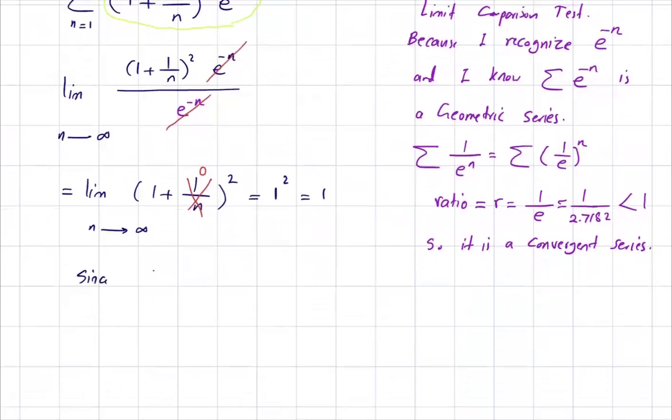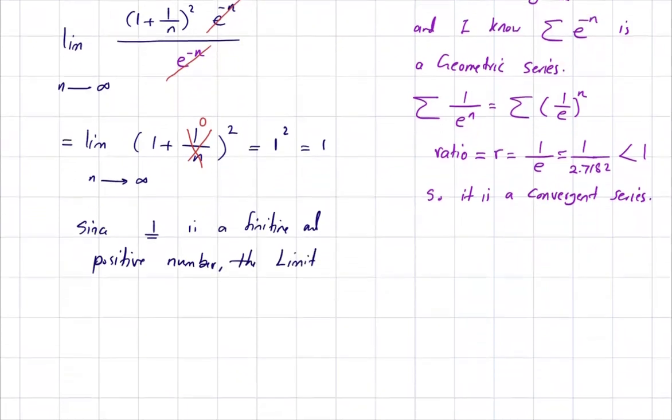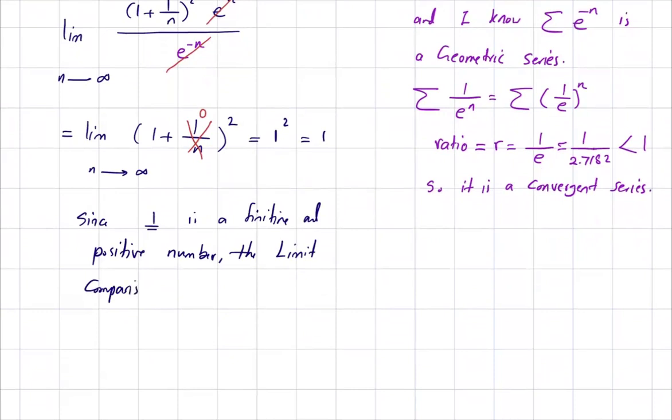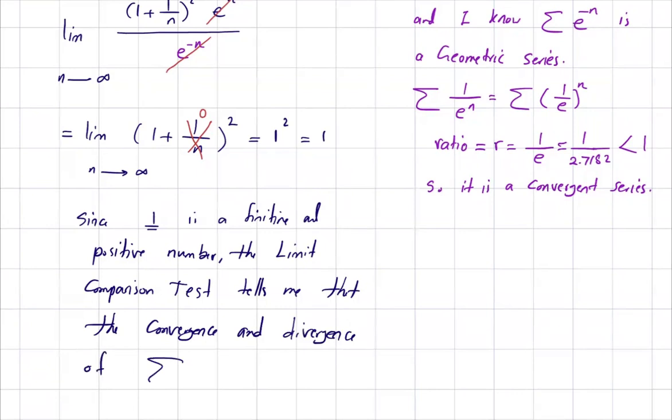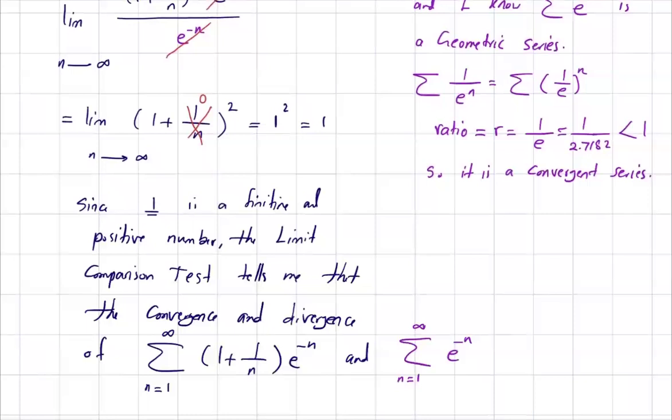Since 1 is a finite and positive number, the limit comparison test tells me that the convergence and divergence of the series of 1 plus 1 over n e to power negative n, n starts from 1 goes to infinity, and the second series, the summation of e to power negative n, n starts from 1 goes to infinity, are the same.